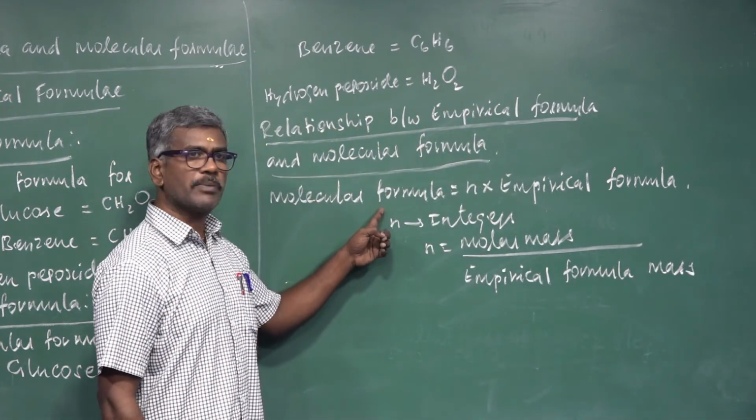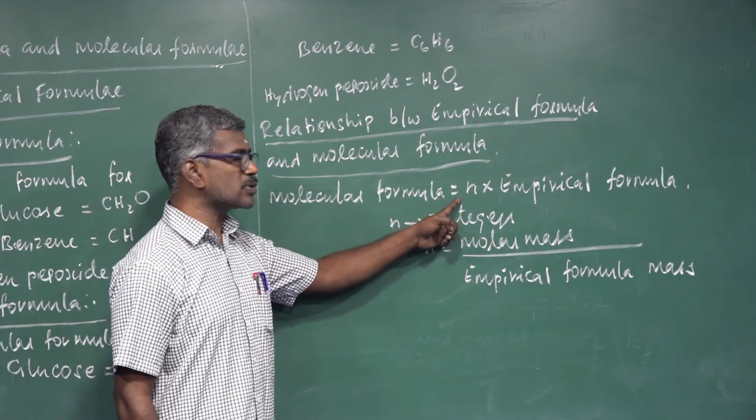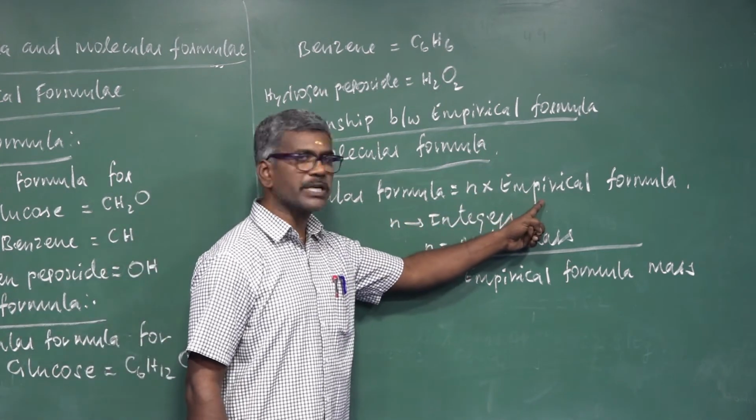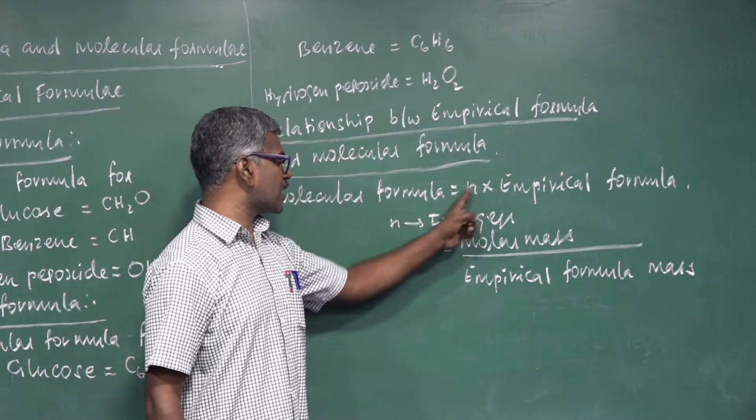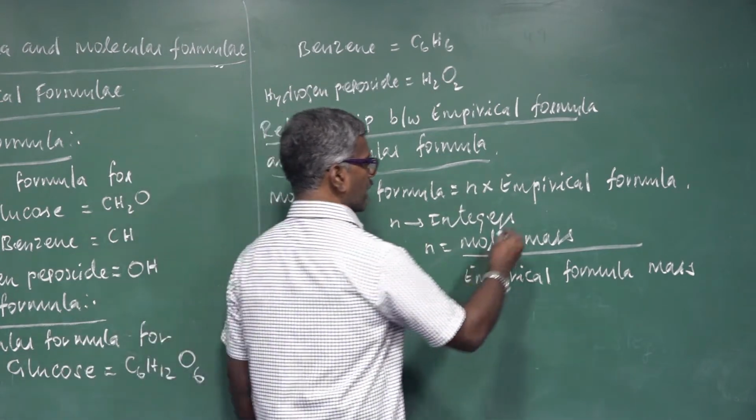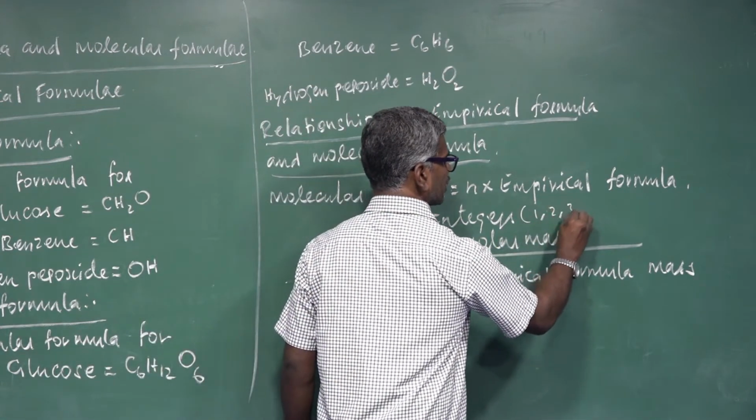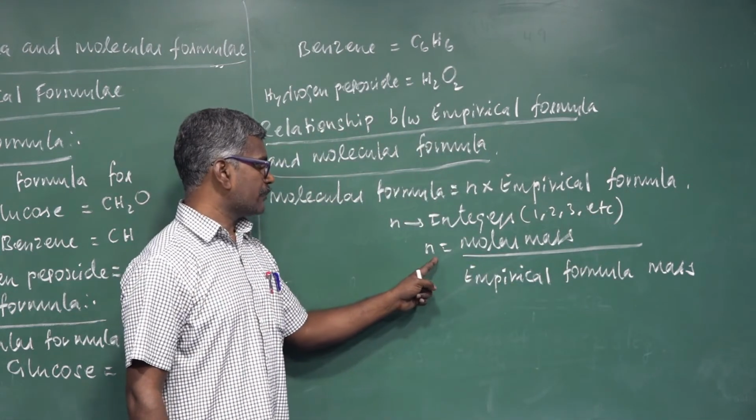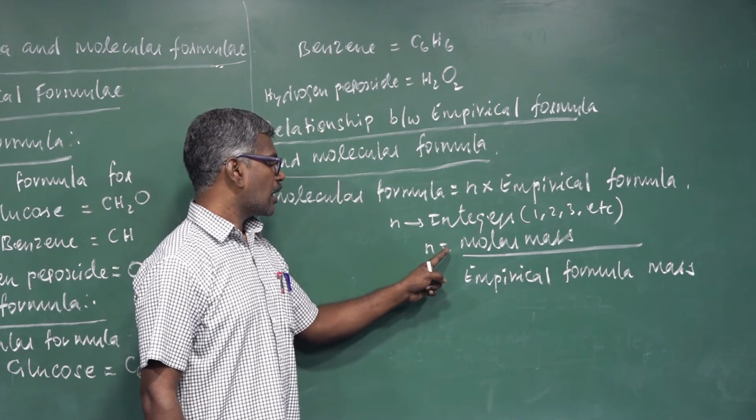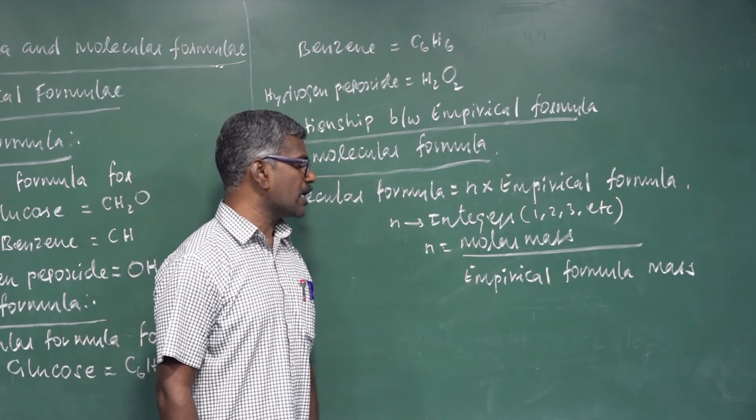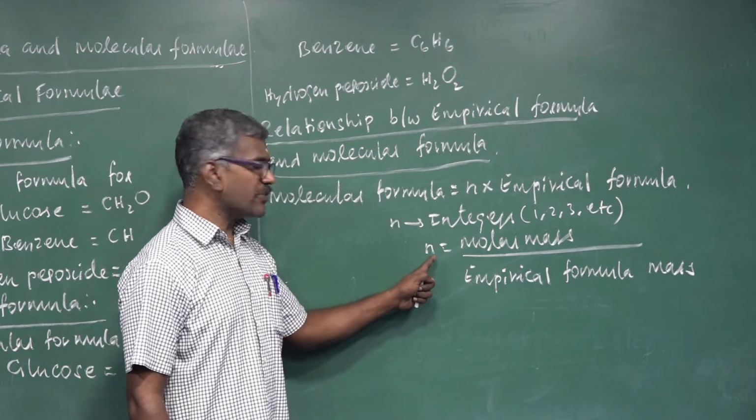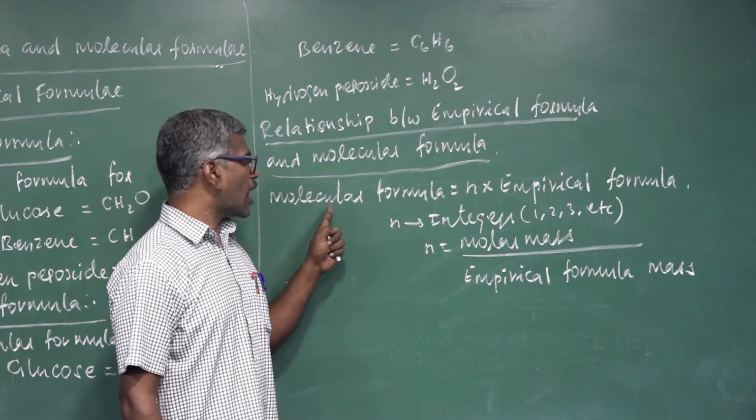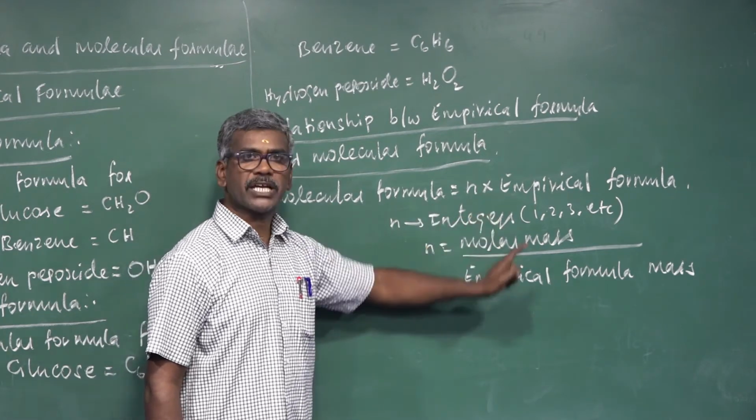What is the molecular formula? Molecular formula is nothing but N into empirical formula. N is nothing but an integer like 1, 2, 3, etc. So N is equal to molar mass divided by empirical formula mass. If N is equal to 1, molecular formula should be equal to empirical formula.